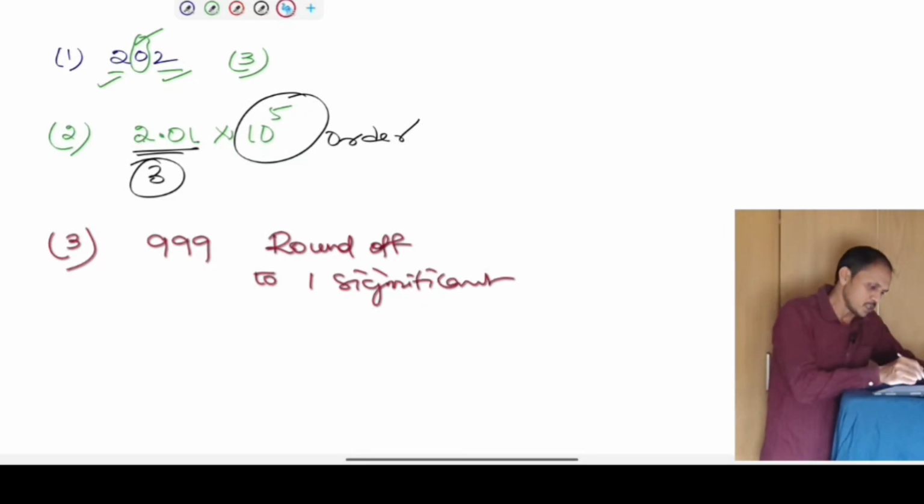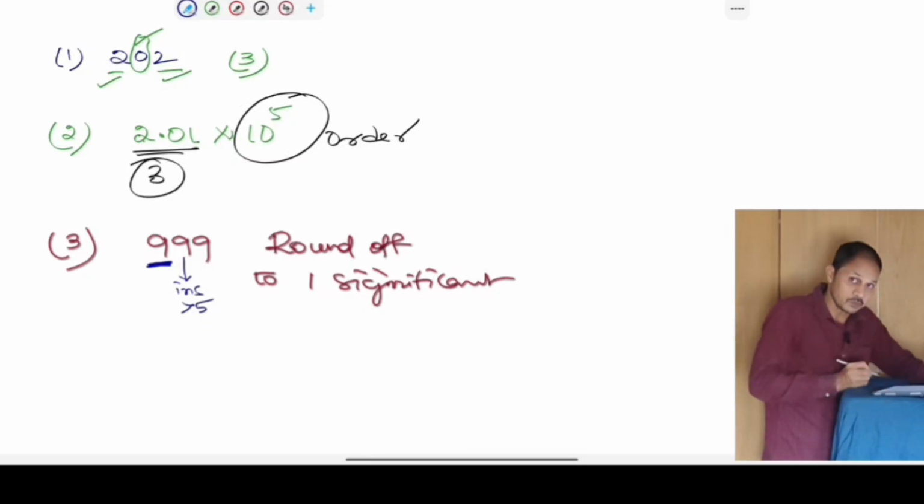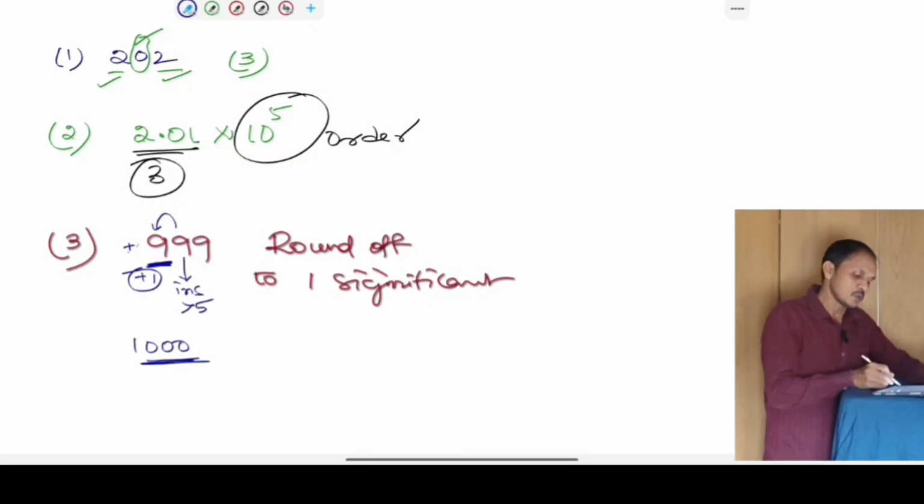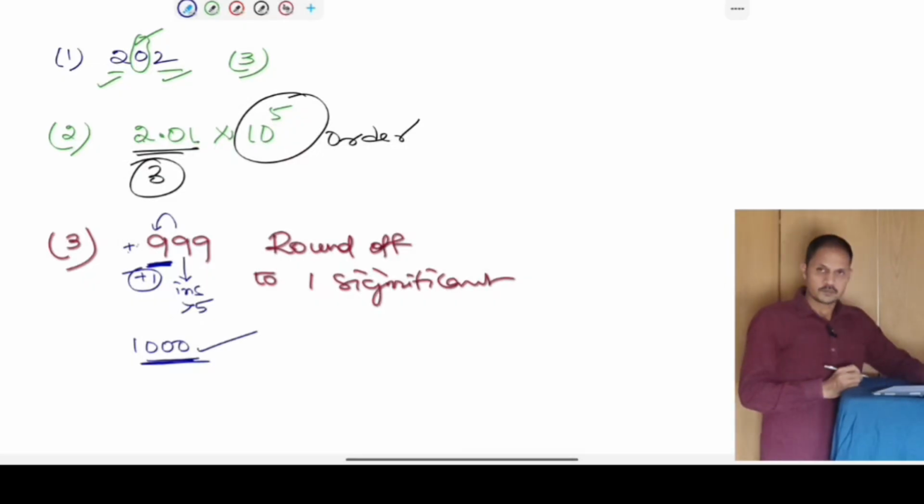let's follow the rules. It is easy, but let's go according to the rules. To one significant means the first one will be uncertain. So the second one is insignificant. Now the insignificant value 9 is greater than 5. So we'll add 1 to the first number. So it becomes 10 and the remaining 2 become 0. So 1000. And it has only one significant. Trailing zeros are not significant, right? So this is the answer.